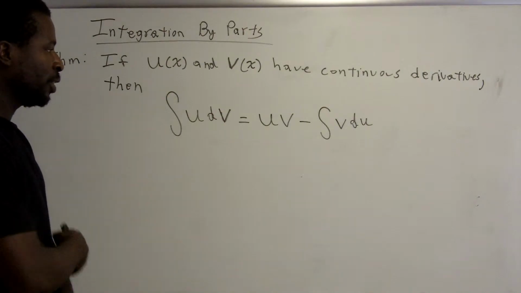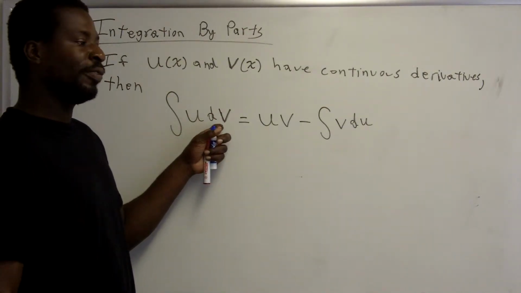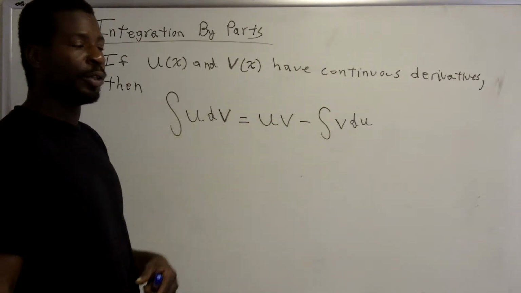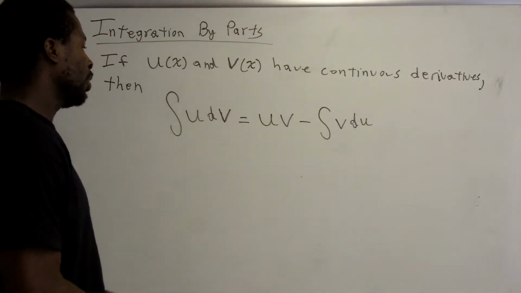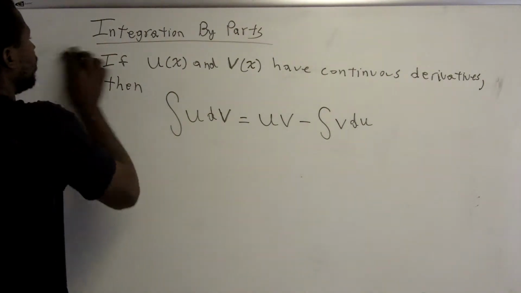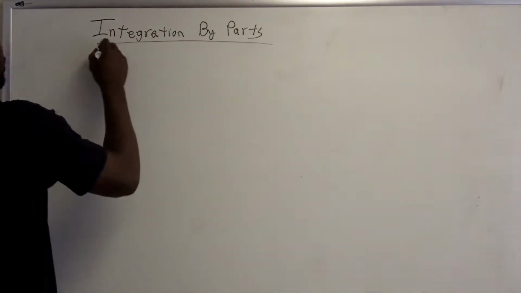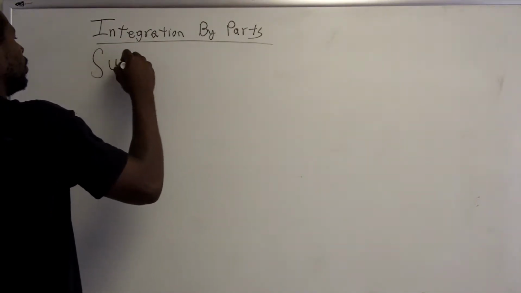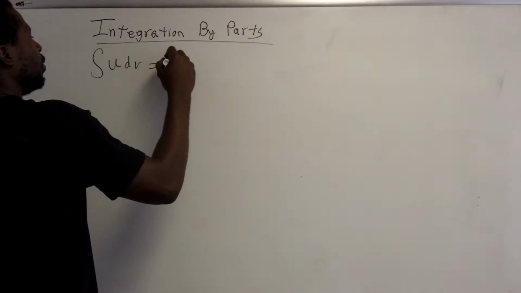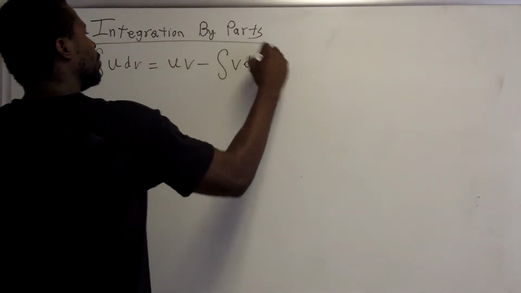The way that you want to do this is you want to set this up in a way that your choice of u and the differential of v leads to a simpler integral on the other side. So let's take a look at an example. Let's rewrite this up here. Integral of u dv equals u times v minus the integral of v du.